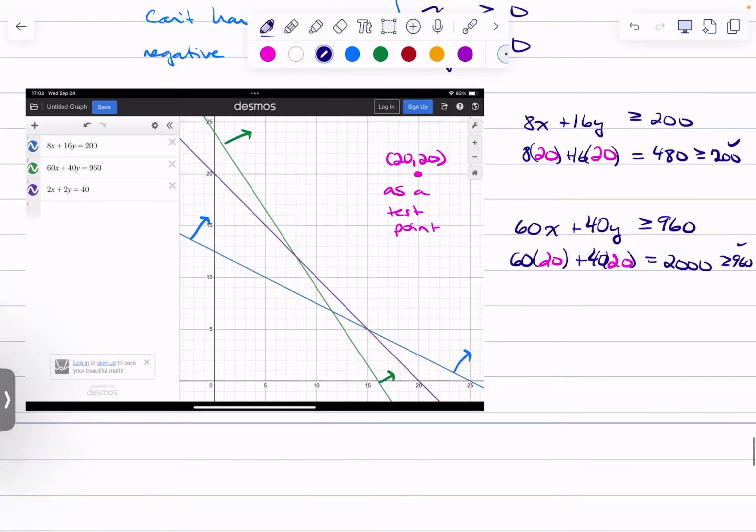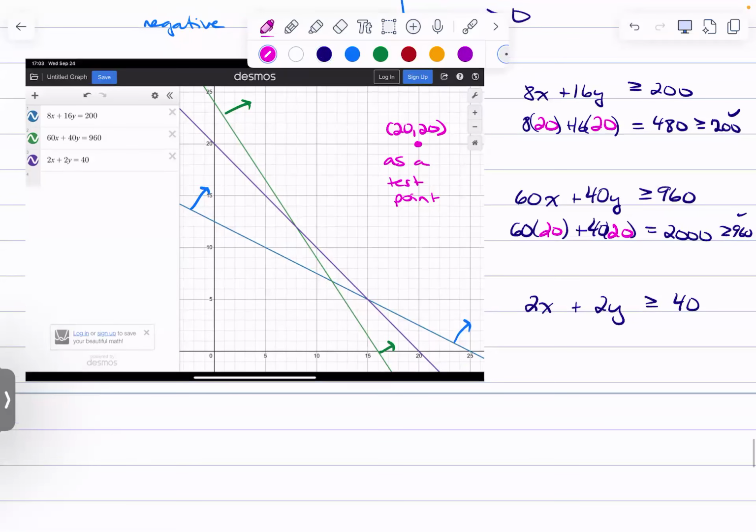And then finally, I have 2x plus 2y has to be greater than or equal to 40 at 20 and 20. 2 times 20 plus 2 times 20 is equal to 80. Yep, which is greater than or equal to 40. So that one's good too.